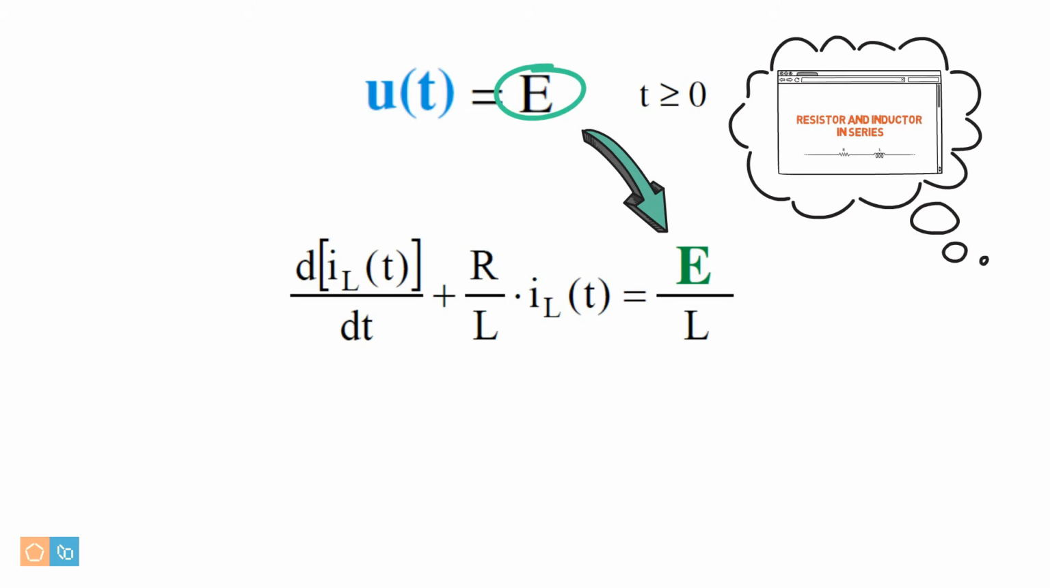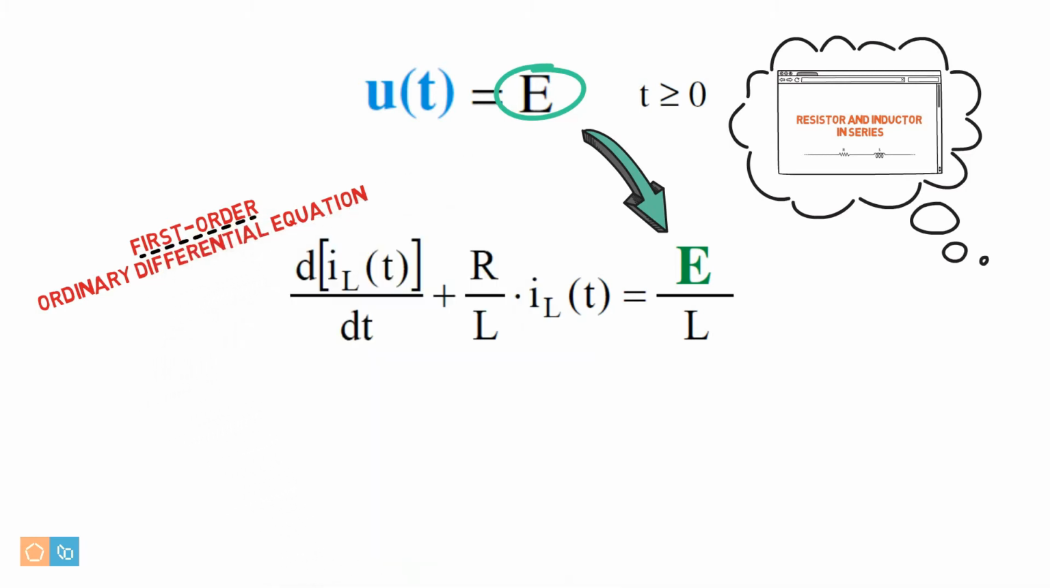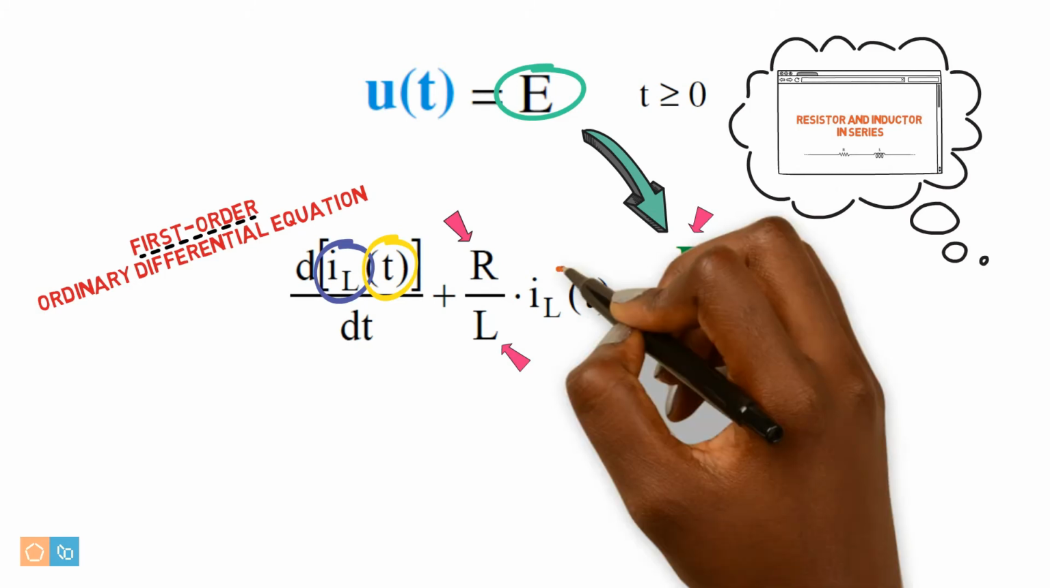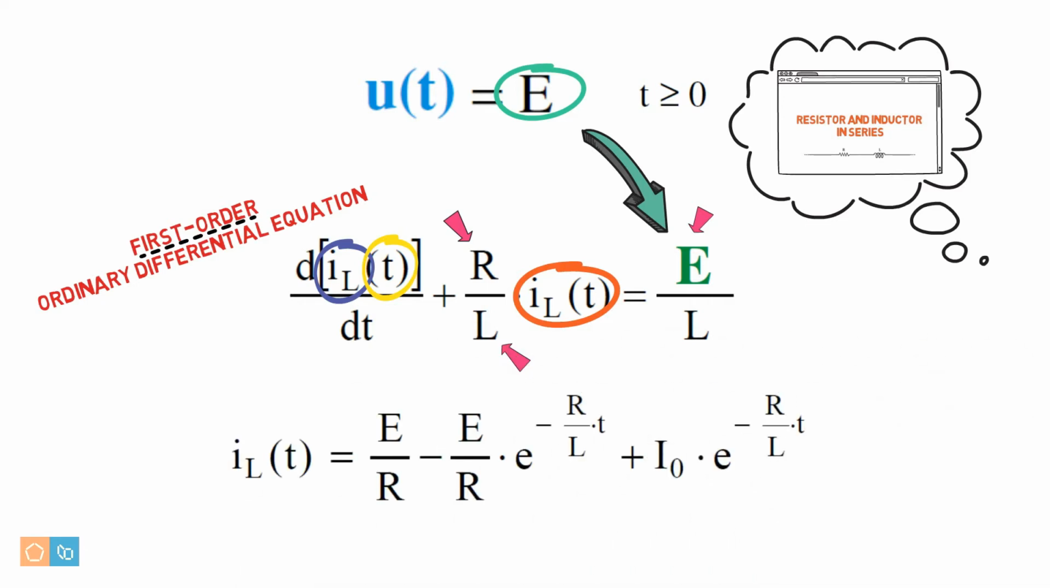Then, to determine the current on the inductor for t equal or greater than 0, we need to solve this first-order ordinary differential equation. First order because it only has the first derivative of one dependent variable, IL, with respect to an independent variable, t. In this equation, E, R, and L are constants, and IL is the unknown. The solution to this equation is the following expression.